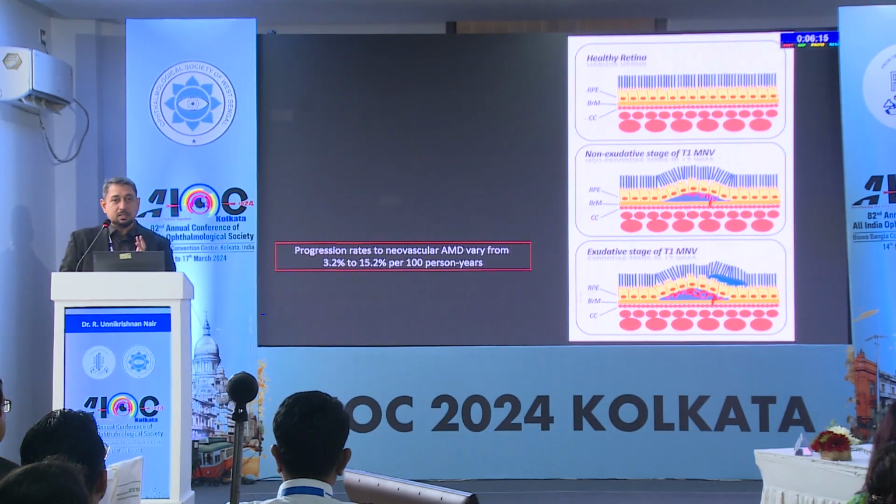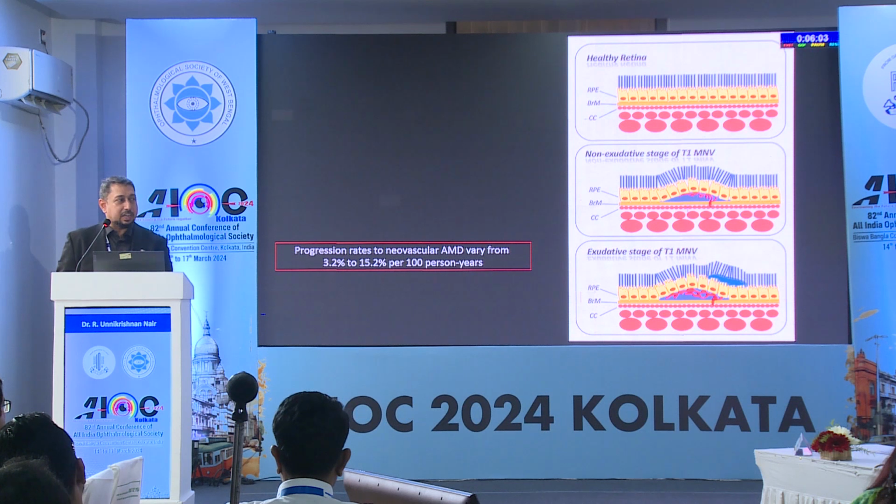So a non-exudative CNVM is a type 1 growing laterally, not invading the RP, in a potential space, and that's how it doesn't exude. What is important is the last line: up to 15% can convert to an active CNVM in the next 1 year. So that is the importance of diagnosing a non-exudative CNVM.